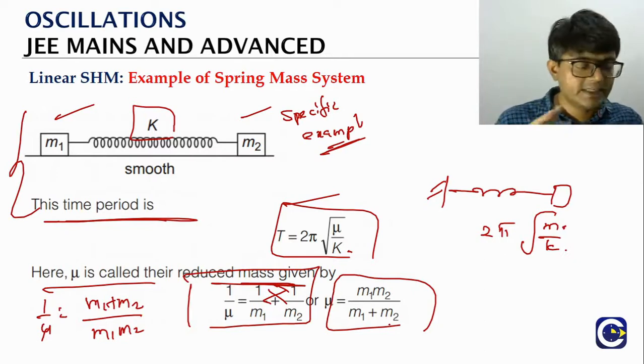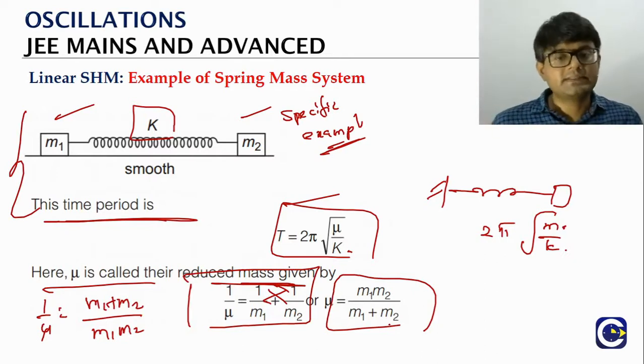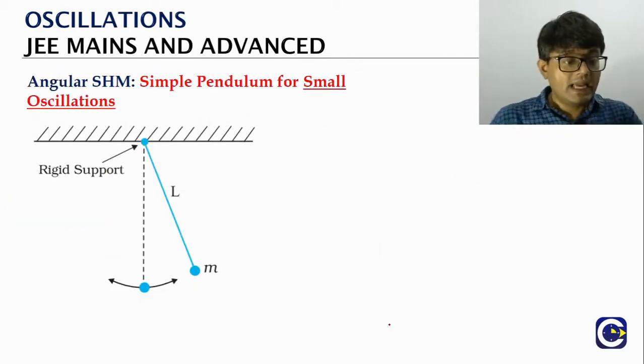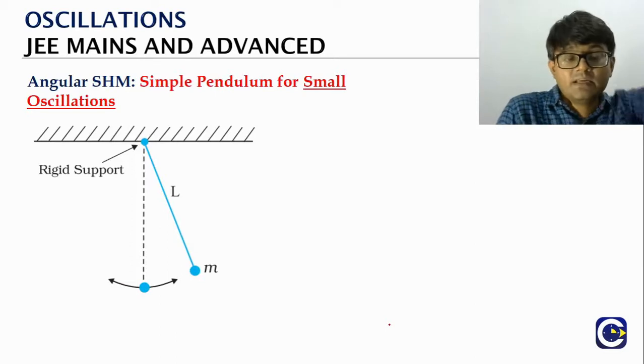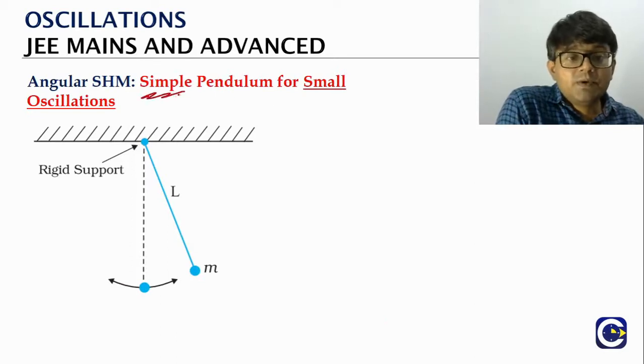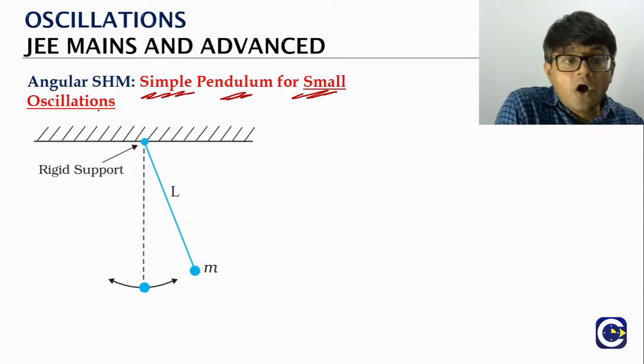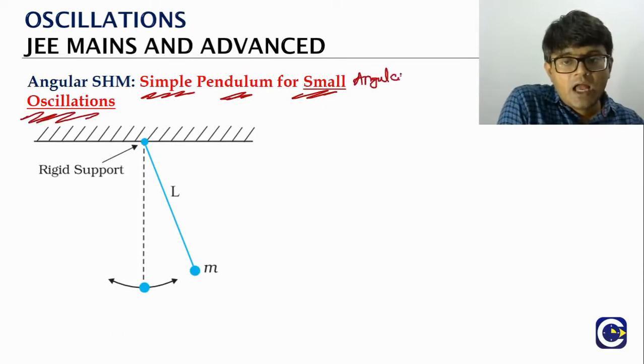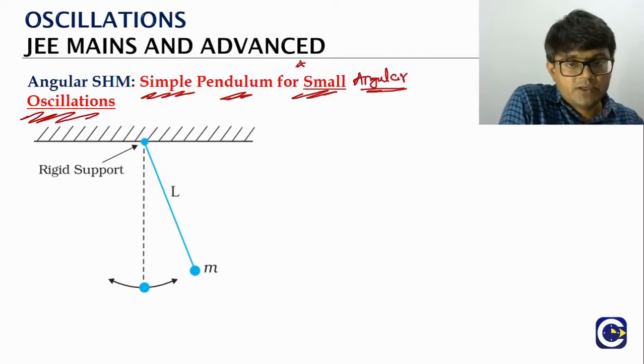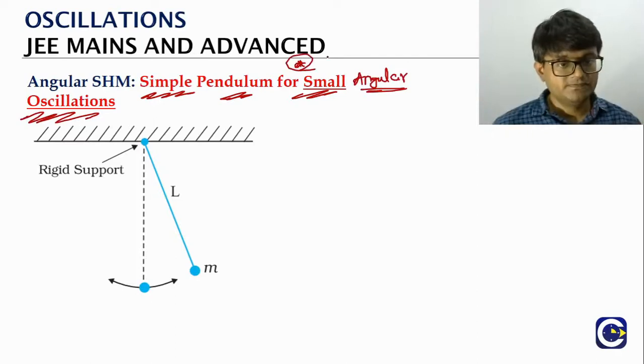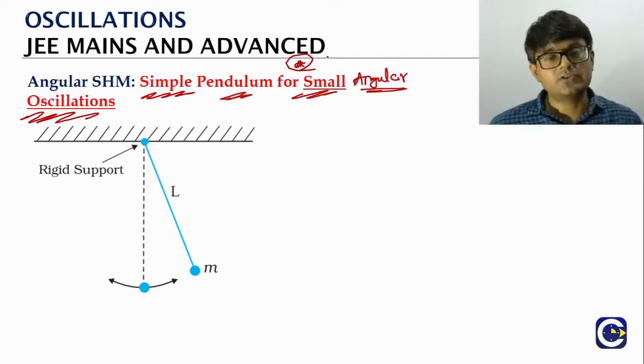So this is about the different kinds of spring mass systems and the way we look at them. All this is the linear SHM. So all the discussion we had so far is about the linear SHM. Now we will go and look at the angular SHM. So particularly remember, a simple pendulum for small oscillations, or we have to say small angular oscillations. This is important, so we should not leave out this word. For small angular oscillations.